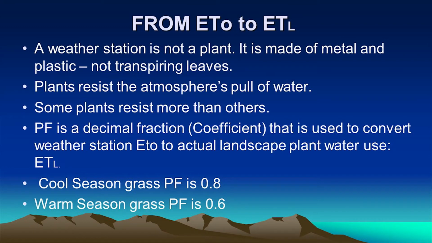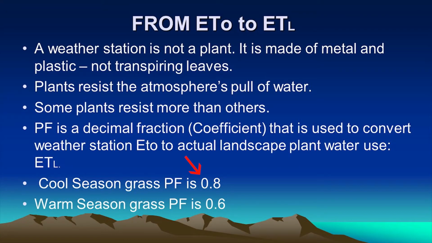Plant factor is how much the plants resist the atmosphere's pull for water. And the lower the number, the more resistance. So it's a decimal fraction that's used to convert weather station ETO to ETL, which is the ET of the landscape. That's what we want to know, is the landscape. So what we're doing is we're converting weather station data to plant data.